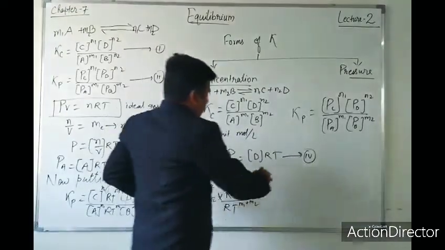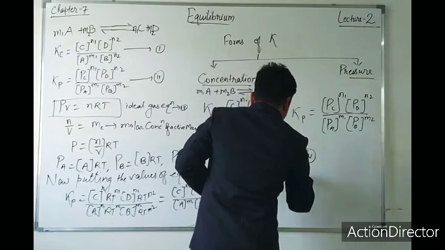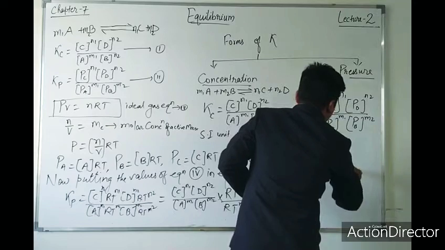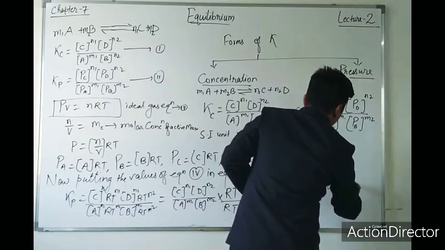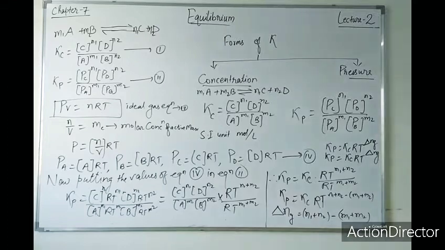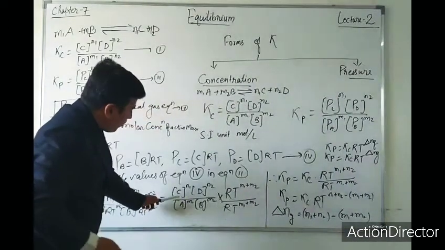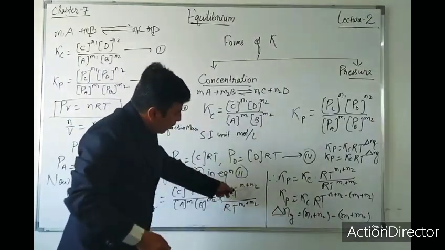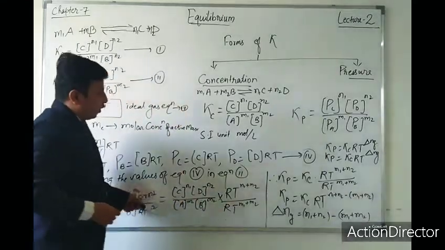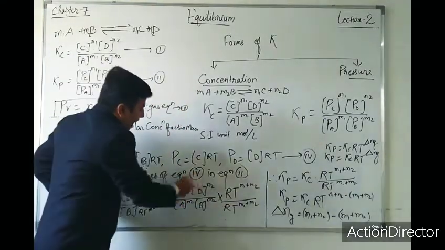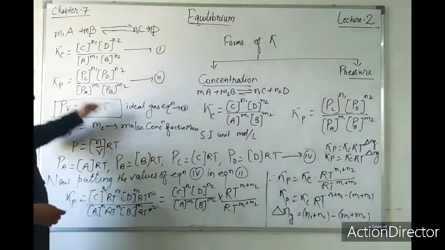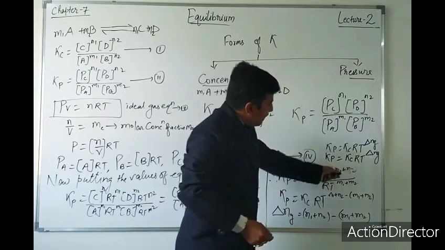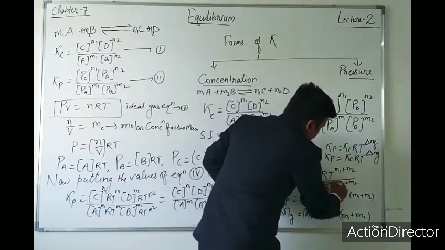So can we write here that therefore Kp is equal to Kc into RT N1 plus N2 upon RT M1 plus M2. So here what we have written, you can see the concentration of C N1, D N2, concentration of A M1, B M2, and RT N1 plus N2 upon RT M1 plus M2. So this is the value of Kc, right? This is the value of Kc. So can we write here Kp is equal to Kc RT to the power N1 plus N2 upon RT to the power M1 plus M2.